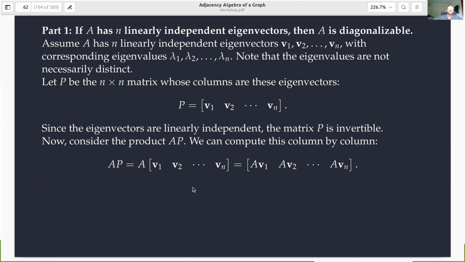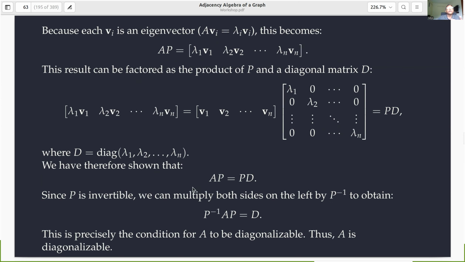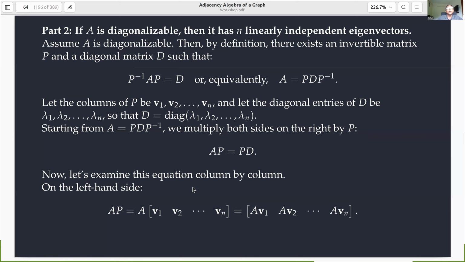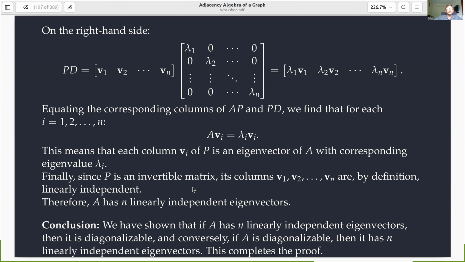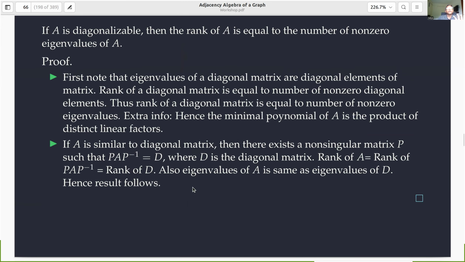So that is easy. Next, the converse part is that if it is diagonalizable, then I can take those P as column vectors and it will work. So both sides are not tough. Diagonalizable if and only if it has n linearly independent eigenvectors. So that is the proof here. So that is the first result.